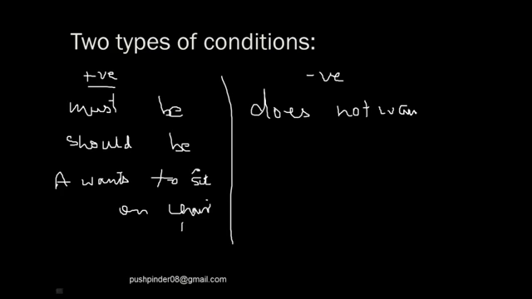So if he does not want to sit on the first chair, then it is a negative condition. I hope everyone is understanding what I'm trying to establish here. So there are 2 types of conditions. Now this must be coming into your mind, which condition to satisfy first. So whether to satisfy the positive condition first or whether to satisfy the negative condition first.